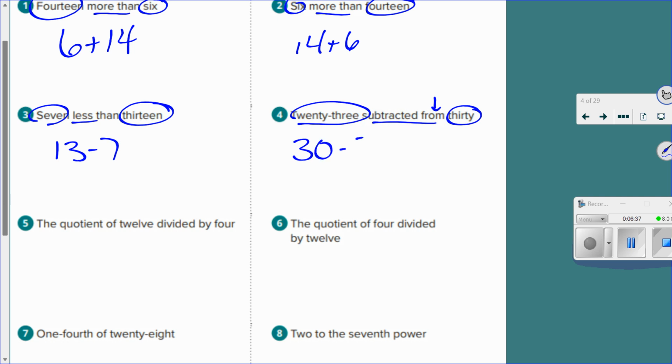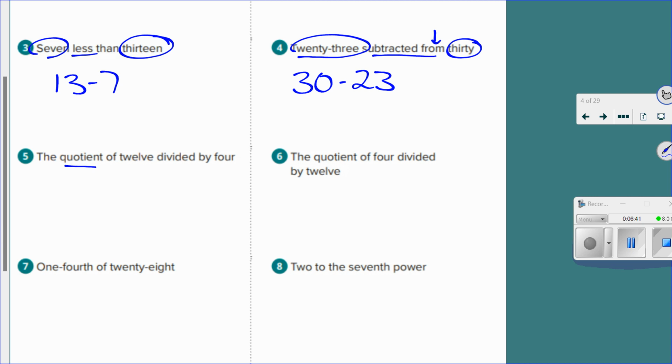The quotient. Quotient means what? Technically the answer to a division problem. So it tells me I'm going to be dividing 12 divided by 4. That's actually the first one that is straight up the way it's written. The quotient of 4 divided by 12. So now I'm switching it. Does that matter? Yeah. It's a completely different answer. You must have it written the correct way.